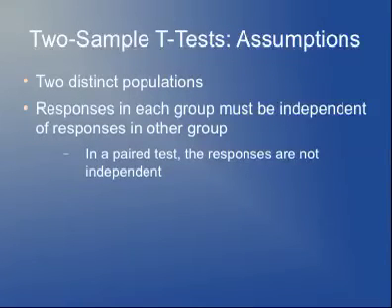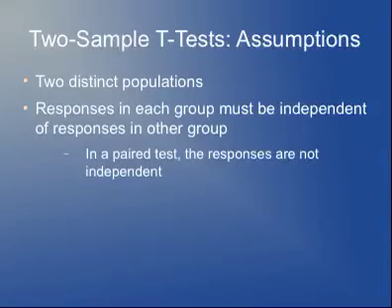First of all, the assumptions for the two-sample t-test. You have to assume that you have two distinct populations that you're drawing from, and you also have to assume that not only are the observations in the first population independent of one another and the observations in the second population independent of one another, you also have to assume across populations they're also independent.